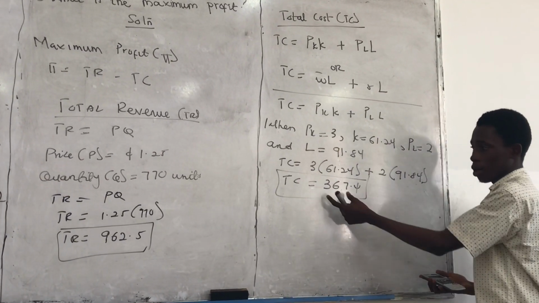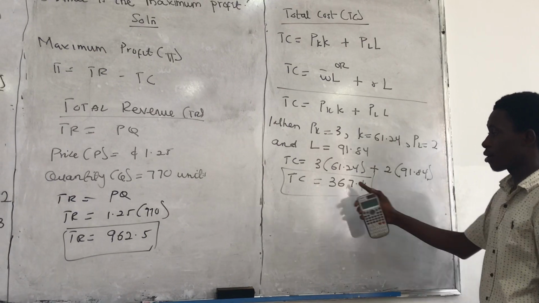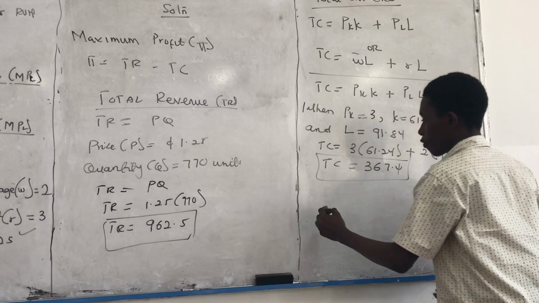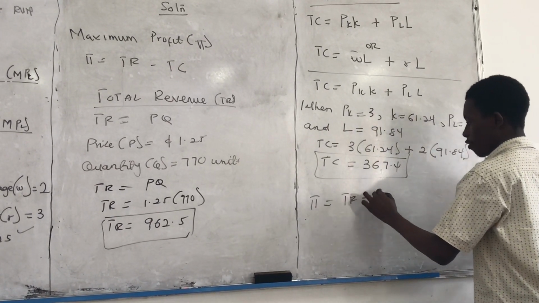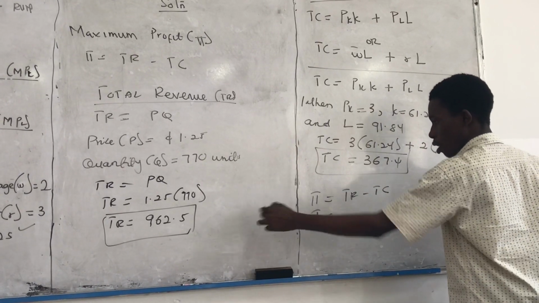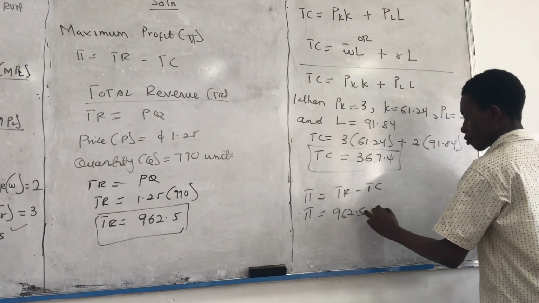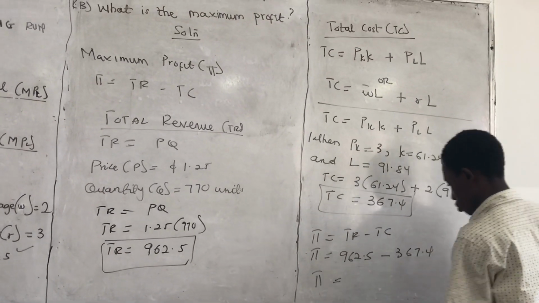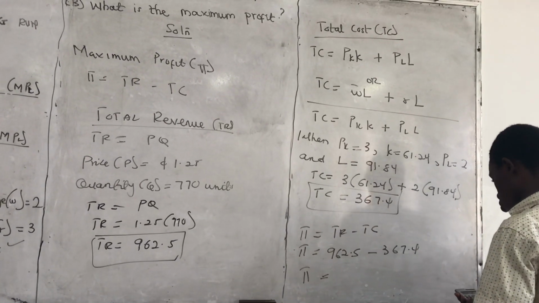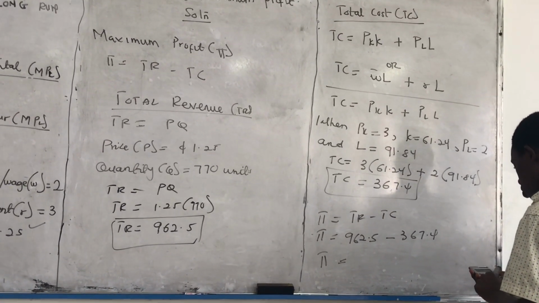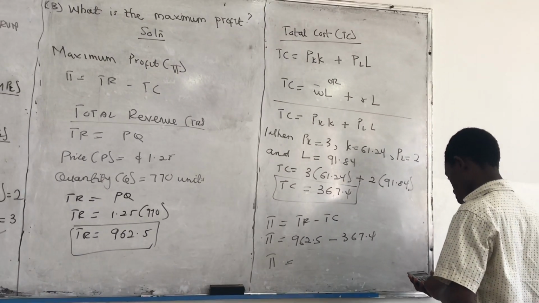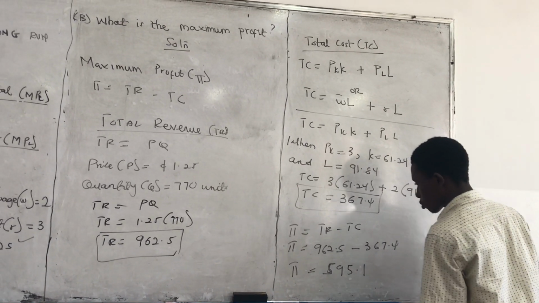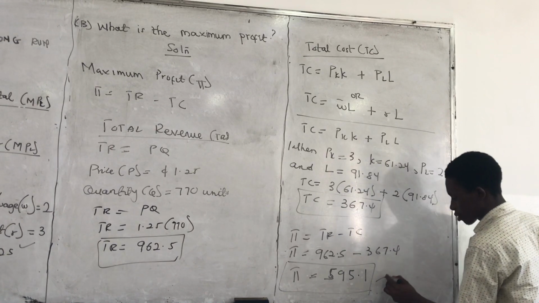So this becomes our total cost figure, i.e. 367.4. Total revenue 962.5. So now you can calculate profit. So now profit: total revenue minus total cost. Total revenue 962.5 minus total cost 367.4. So profit is equal to 595.1. This becomes our profit.